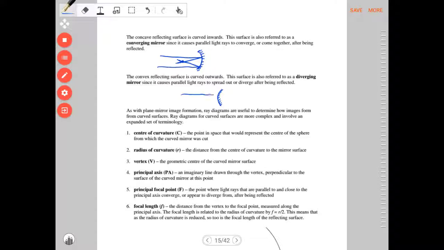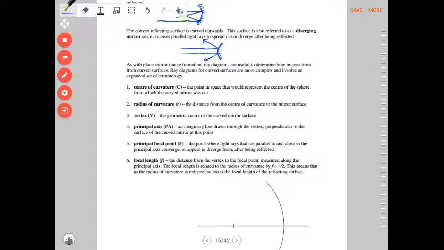If we get parallel light rays, they now spread out as they reflect. As with plane mirror image formation, ray diagrams are useful to determine how images are formed from curved surfaces. Ray diagrams for curved surfaces are more complex and involve an expanded set of terminology. So we need to learn some new words.